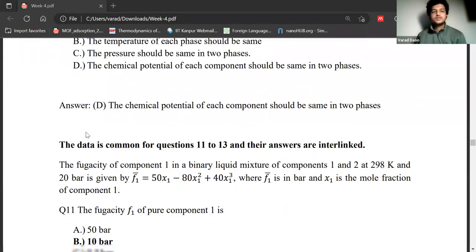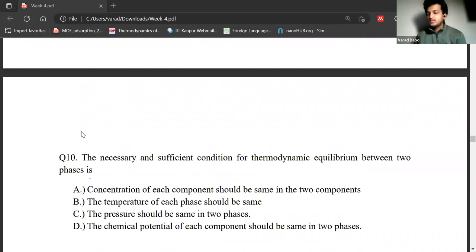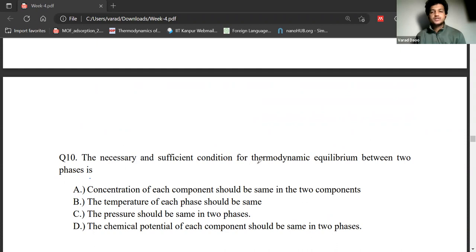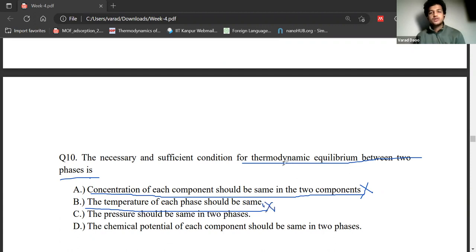So the next question is this. It is a theoretical question. What we are given is the necessary and sufficient condition for thermodynamic equilibrium between two phases. Just now I said concentration of each component should be the same in two phases. I don't think so. Temperature of each phase should be the same. This is the criterion for thermal equilibrium, not okay.